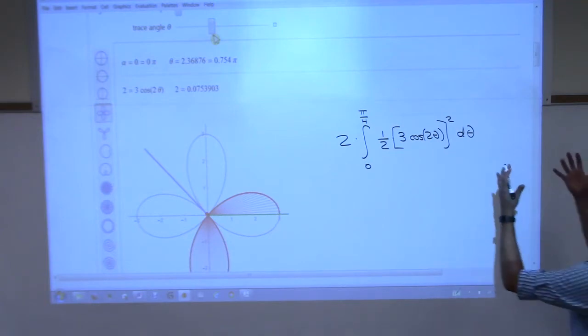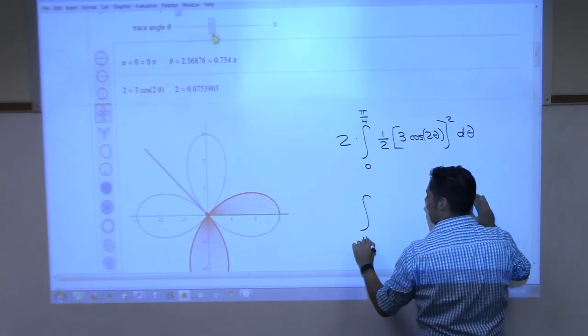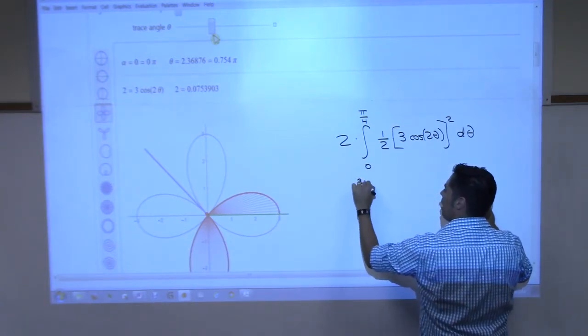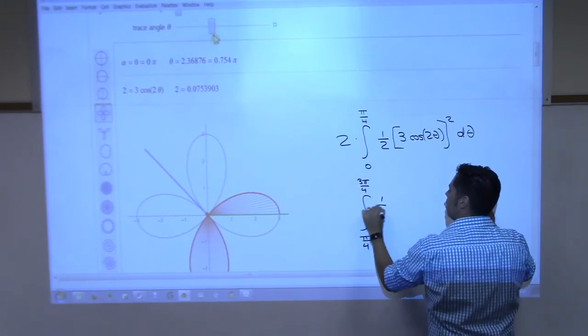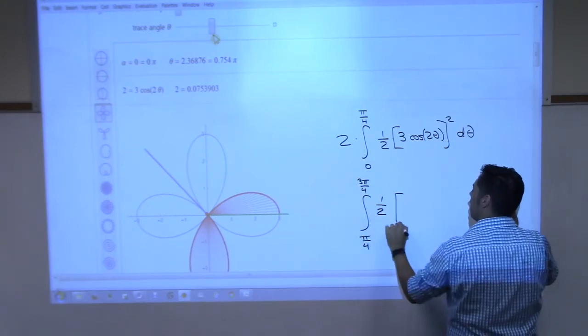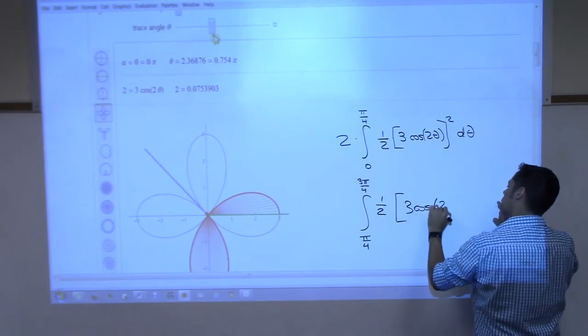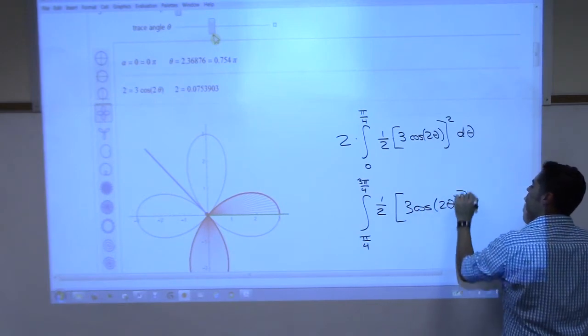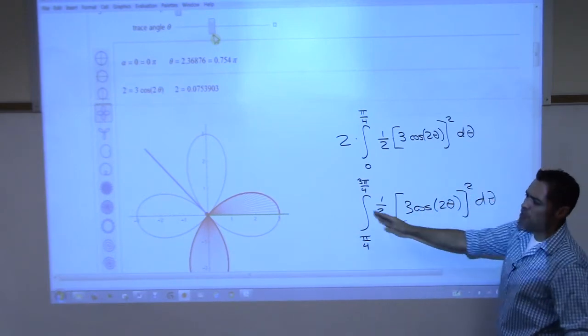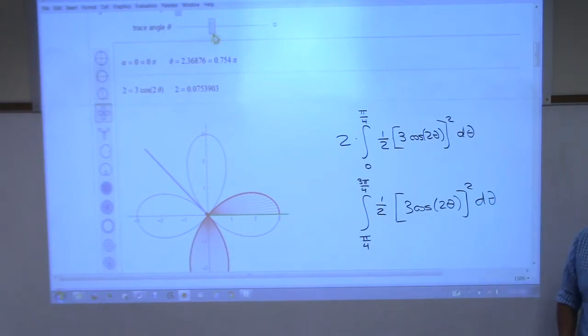So we could just do this exact same thing, going from pi over 4 to 3 pi over 4, and then 1/2 times 3 cosine 2 theta squared d theta. We just wouldn't have to multiply by 2. Yes? Is that thing available for us to use? Because that would be great.